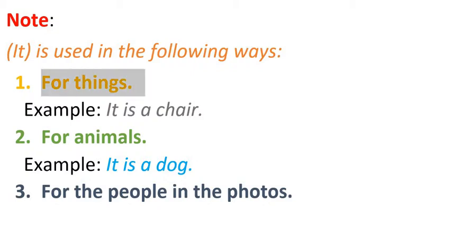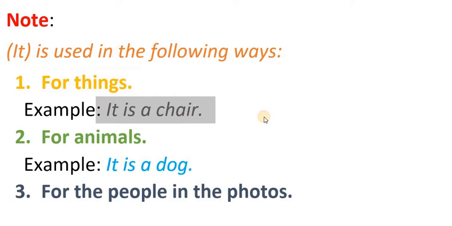The first one is for things. We use it for things. If I want to talk about a laptop, I use the subject it. If I want to talk about a smartphone, I use the subject it. If I want to talk about a chair, a bed, or a bag, I'm going to use the word it. For example, it is a chair. It is a laptop. It is a bottle of water. It is a smartphone. So that was about things.